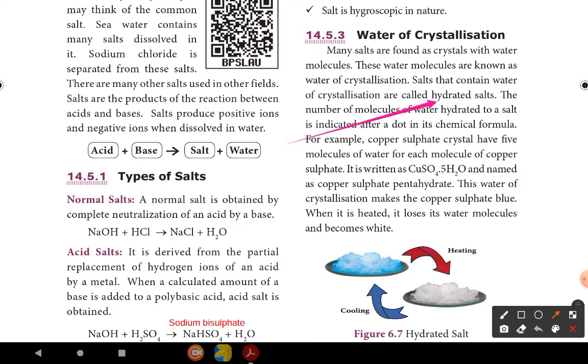So what is the meaning of hydrated salt, children? Salts that contain water of crystallization.